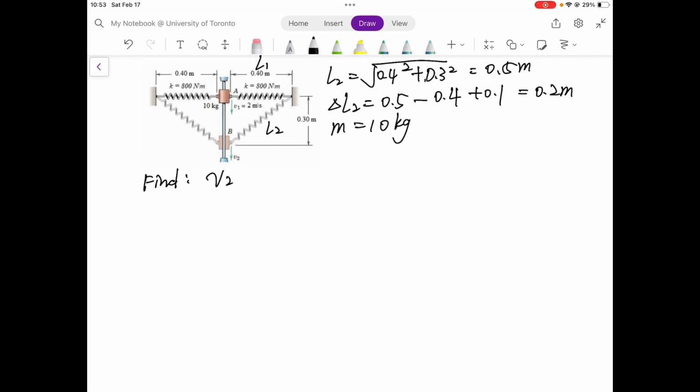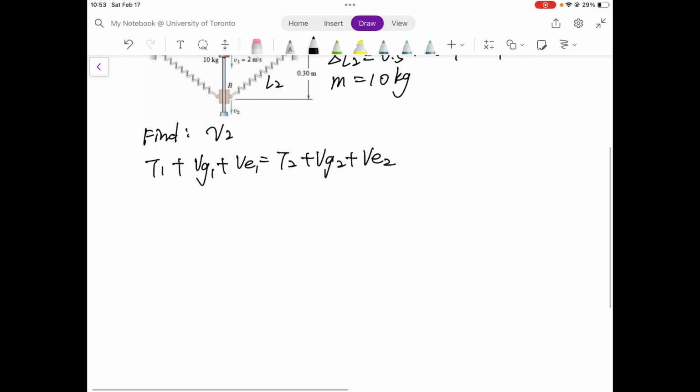Because there are no non-conservative forces existing, such as friction, the energy is conserved in this case. We will say T1 plus Vg1 plus Ve1 is equal to T2 plus Vg2 plus Ve2. T is kinetic energy, Vg is the gravitational energy, and Ve is the elastic potential energy. So delta T plus delta Vg plus delta Ve is equal to 0.